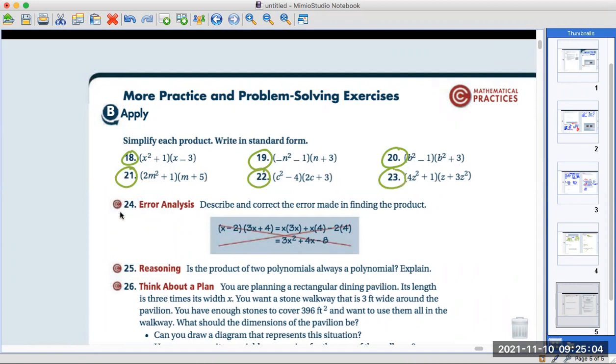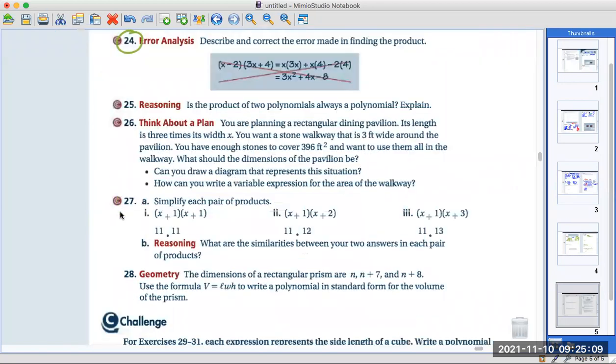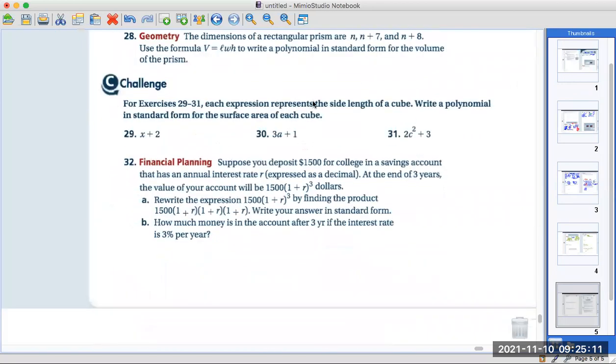There's an error. And I think that's it. Wait, do I have this one? Surface area. Yeah, I wanted to do number 29. Each expression, so we don't do 30 or 31, represents the side length of a cube. Write a polynomial in standard form for the surface area. So kind of like this.